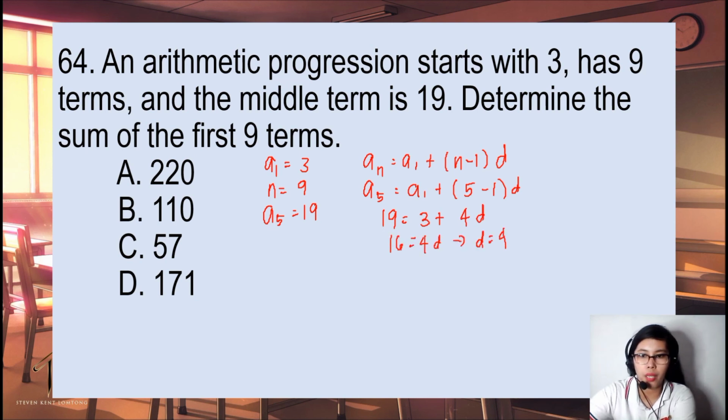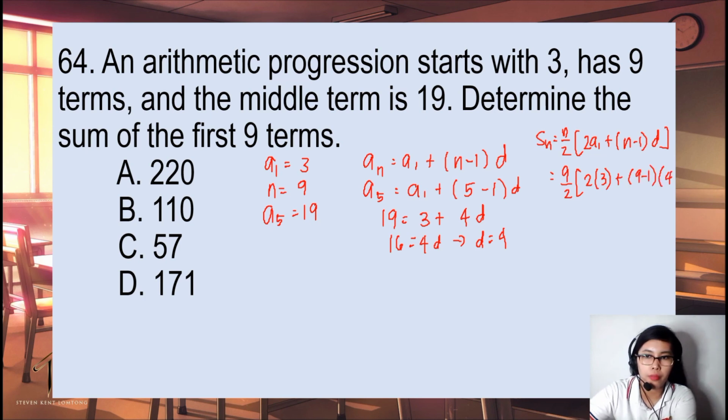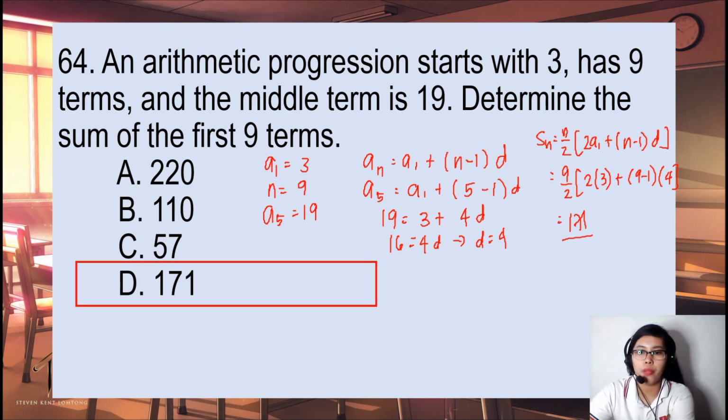Then we can find the sum of the first 9 terms using the formula S sub n is equal to n over 2 multiplied by 2a sub 1 plus n minus 1 times d. So 9 over 2 multiplied by 2 times 3 plus 9 minus 1 times 4, and that's equal to 171. But if you want to use a calculator technique, all you have to do is go to your 991ES or 570ES, it works with either calculator. Mode stat, or mode 3, 2.